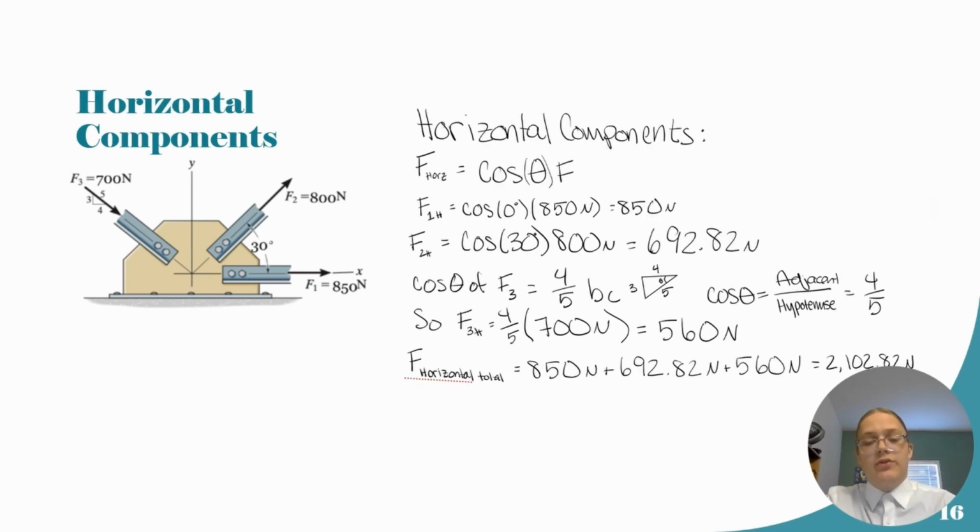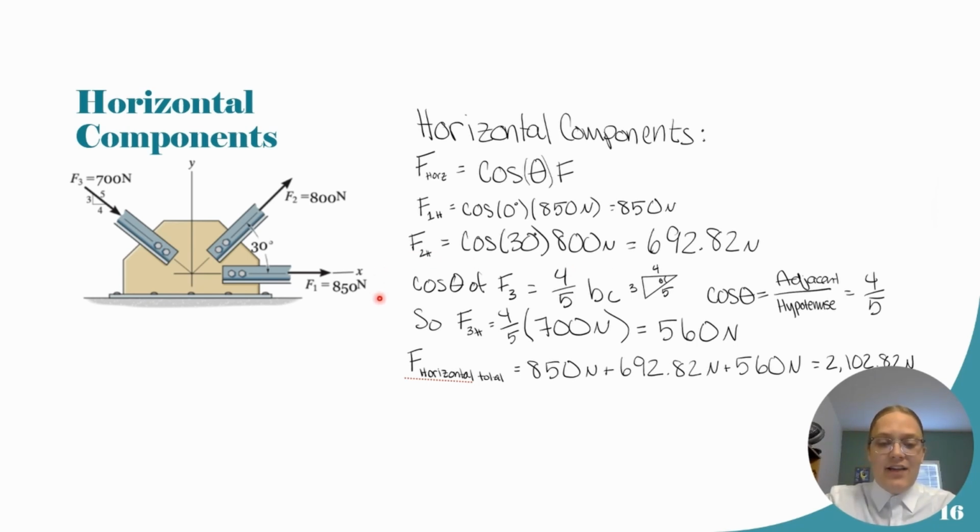For our horizontal component, we are going to take a very similar approach to the vertical component, but with the cosine theta times our force to find our horizontal force. So for force 1, cosine 0 is equal to 1, and it's multiplied by 850, so we get 850 newtons. For force 2, we have cosine of 30 times 800 newtons, which gives us approximately 700 newtons.